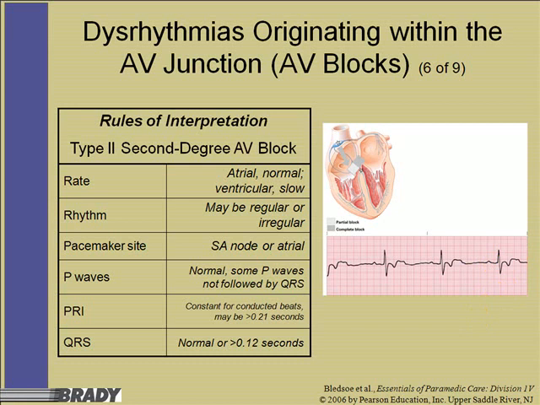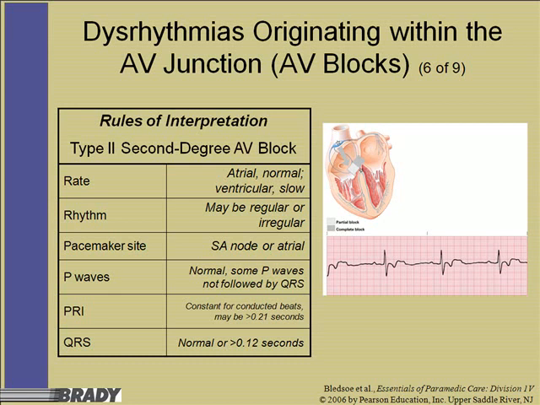So we've got a PRI that's constant for the conducted beats. Out of those three complexes you see on that strip, all three of them have the same PRI interval. They're long. They're definitely in that first degree range. But now we've got a P wave that's thrown out there. We have an atrial impulse, but it's being blocked every other beat on this particular strip.